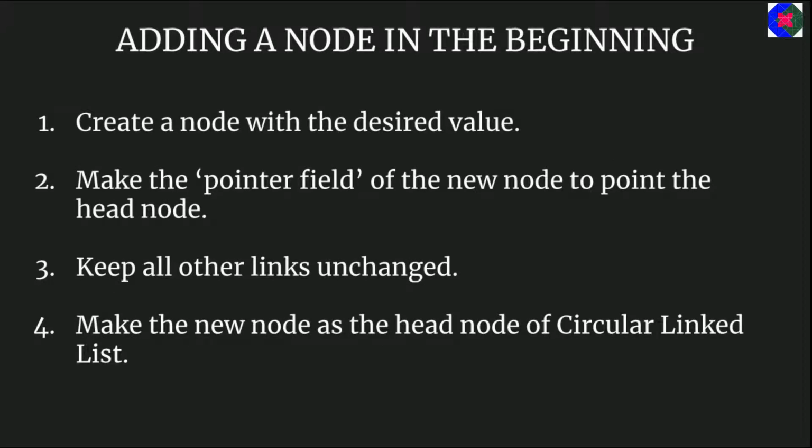The steps are very simple. First we have to create a node with the desired value. Then we have to make the pointer field of the new node point to the head node. We have to keep all other links unchanged. And then we have to make the new node the head node of the circular linked list.